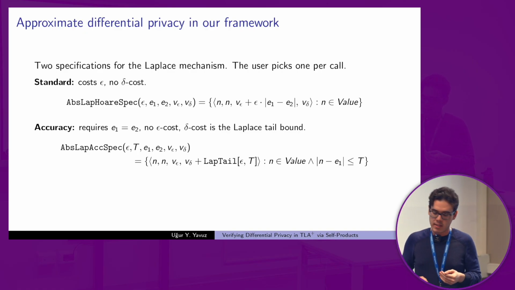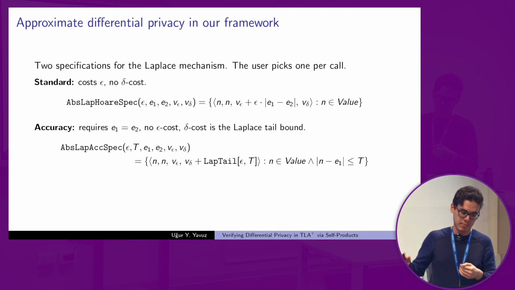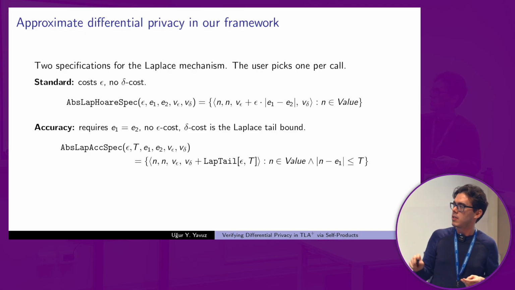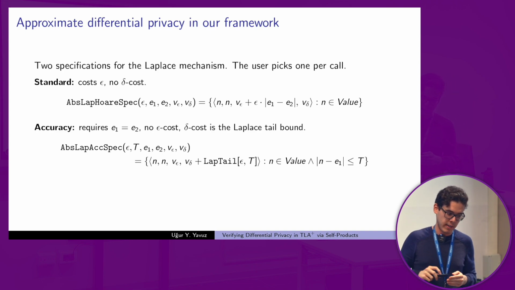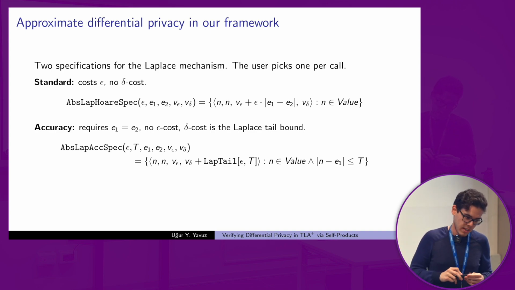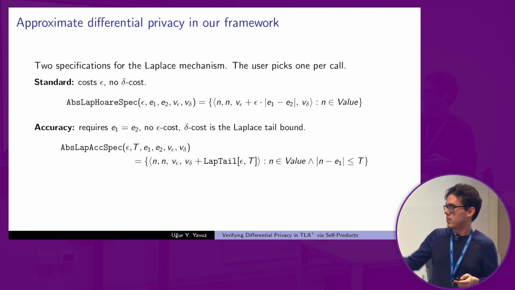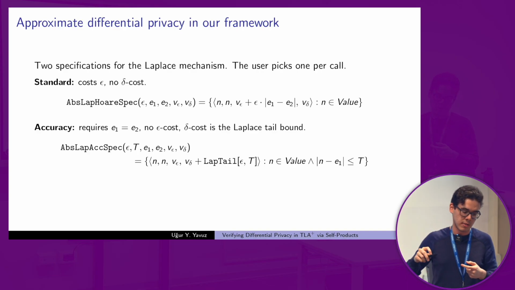There are two of them. The first is the standard specification, the same one as we've already seen. Laplace call costs epsilon times the absolute difference of the two simulated inputs, and v delta is left untouched. The second is the accuracy specification, which requires that the two simulated inputs to the Laplace call are equal. That's the precondition. And then it makes a different trade. It doesn't change anything in the epsilon budget. What it now does is it does charge the delta budget.